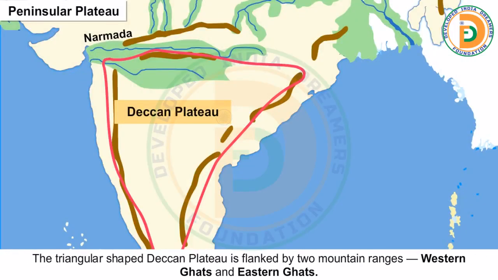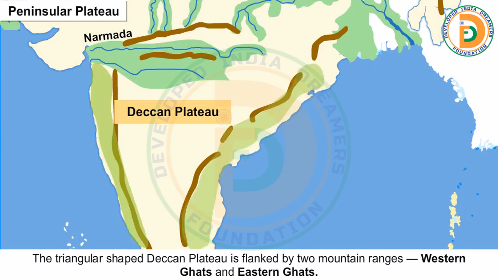The triangular-shaped Deccan Plateau lies to the south of the Narmada and is flanked by 2 mountain ranges, the Western Ghats and Eastern Ghats.